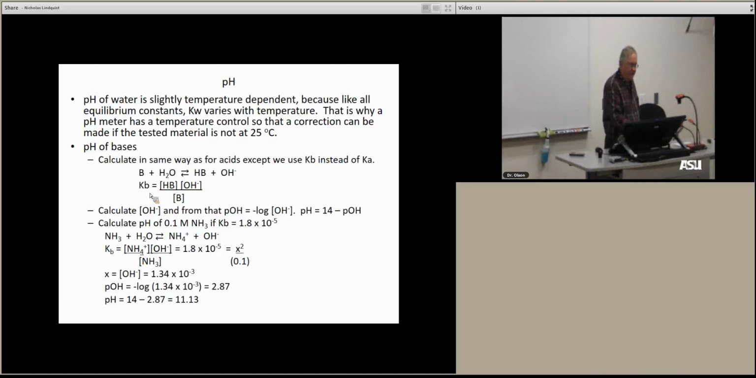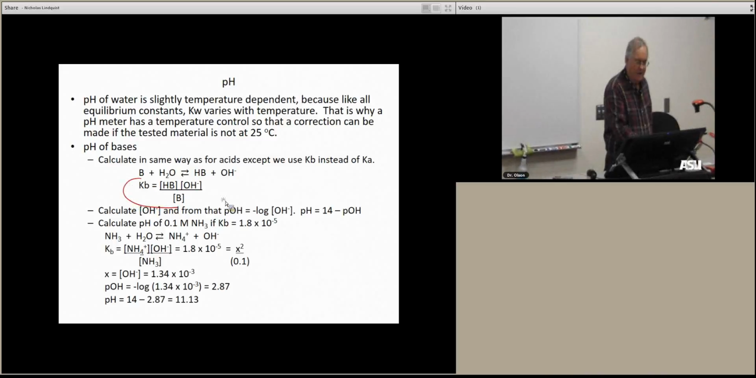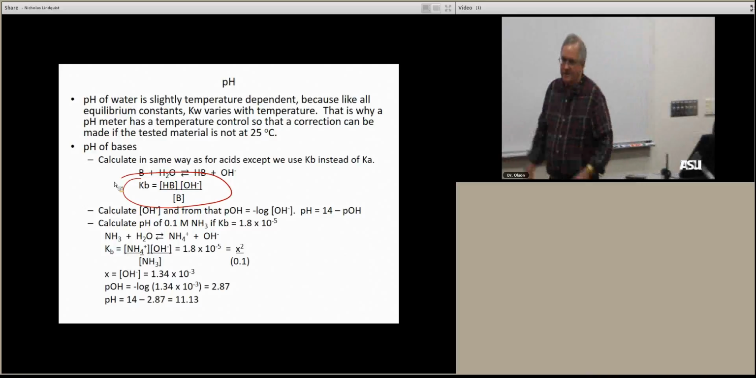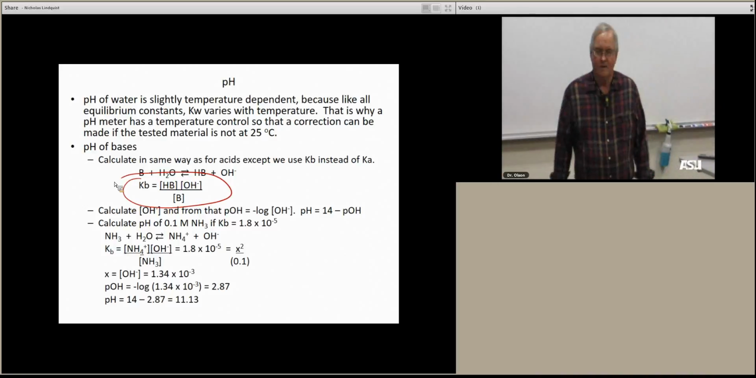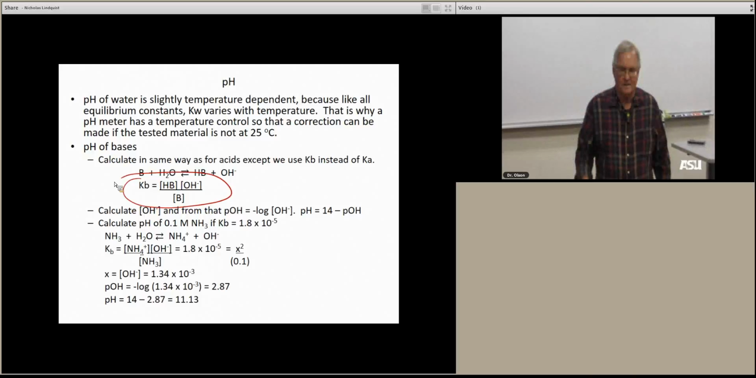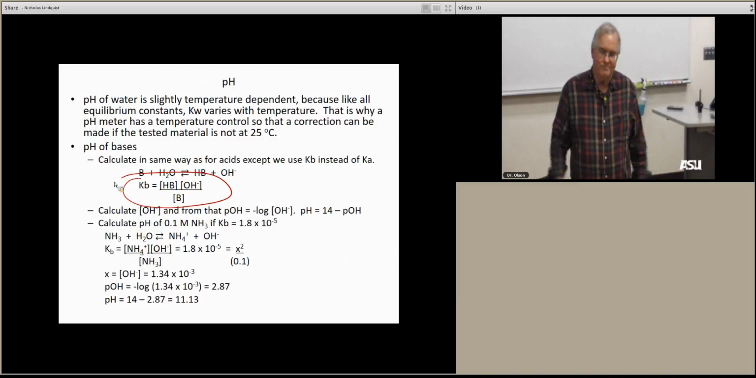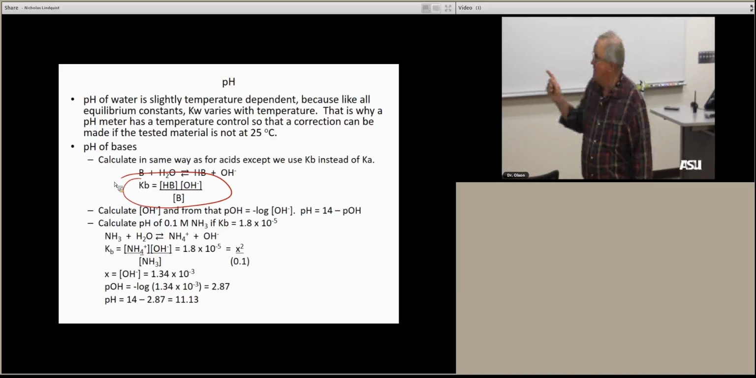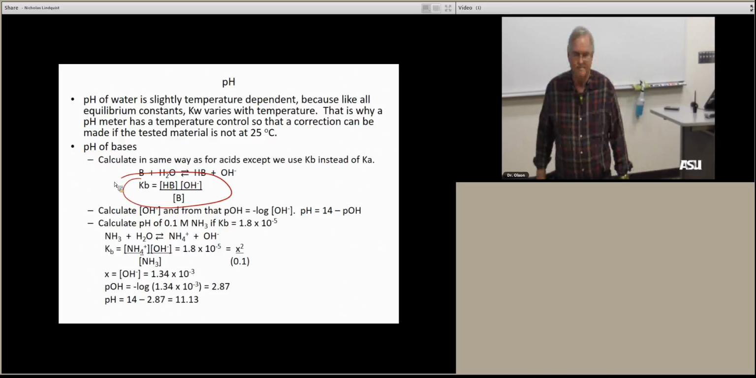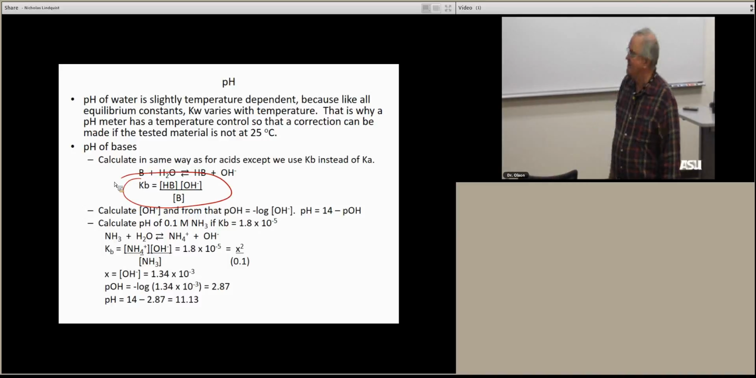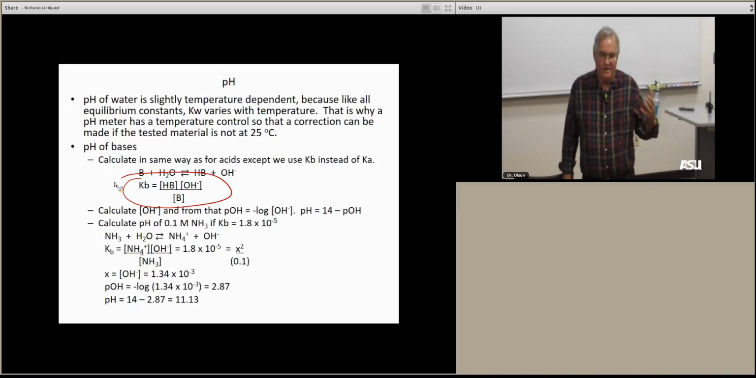Now I can write an equation for Kb. Kb is just products divided by reactants, so it's the concentration of HB plus times the concentration of hydroxide divided by B, just like with an acid, where it was H3O plus times A minus divided by HA. What do I know about the relationship between HB plus and hydroxide? They're going to be equal. So let's call one X and the other X. This is going to be X squared divided by the concentration of B, and if I have a value for Kb, I can solve this equation.